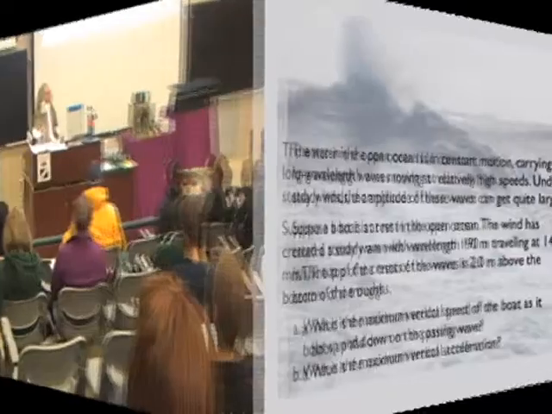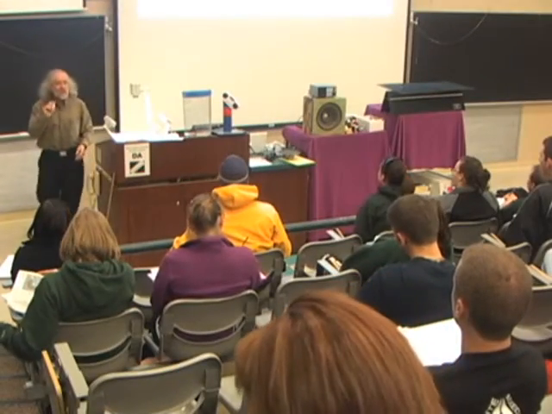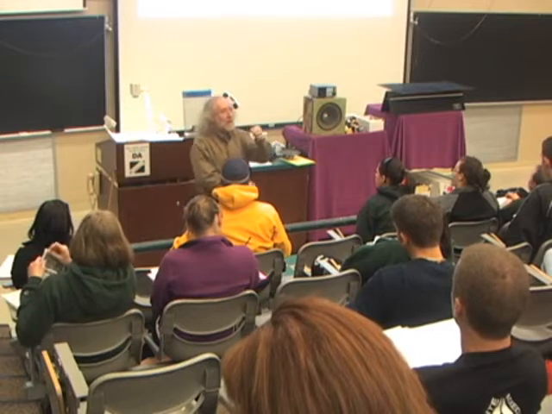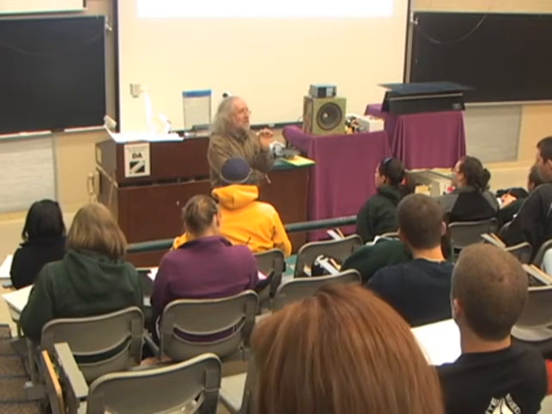Okay, here's what we need to do. There's a wave which is going by. A boat is sitting there bobbing up and down as the wave passes by. What can you tell me about the motion of the boat? How would you describe it? It's simple harmonic motion as the wave passes by, okay? So this is a simple harmonic motion problem.